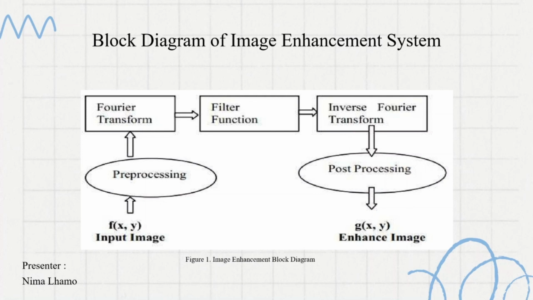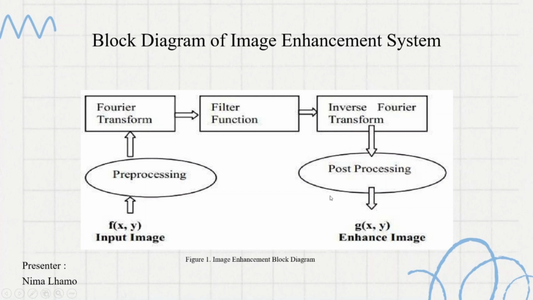A blur filter blocks high frequencies while letting low frequencies pass, smoothing the image. Conversely, a sharpening filter allows high frequencies to pass through, enhancing edges. After applying the filter, we use the inverse Fourier transform to recombine the modified frequencies back into an image. The result is an enhanced image based on the chosen filter.